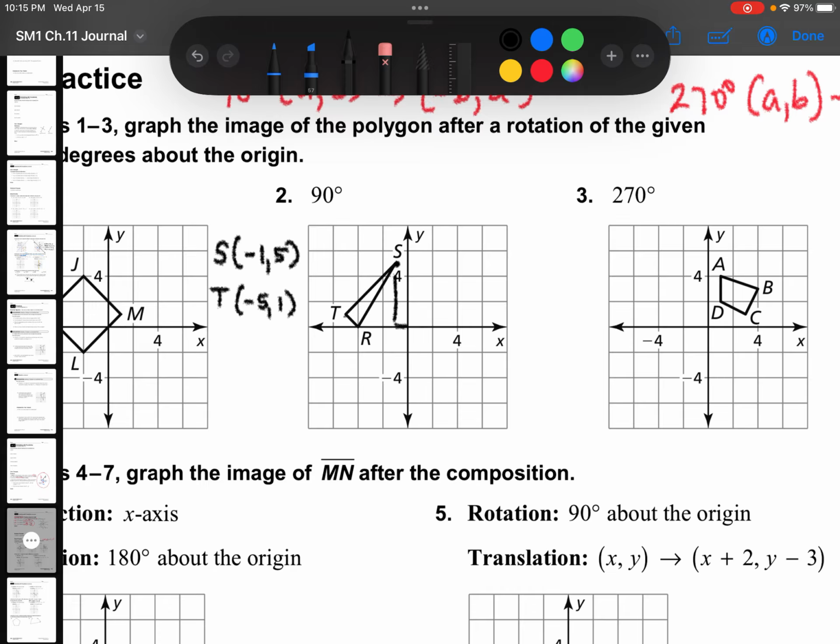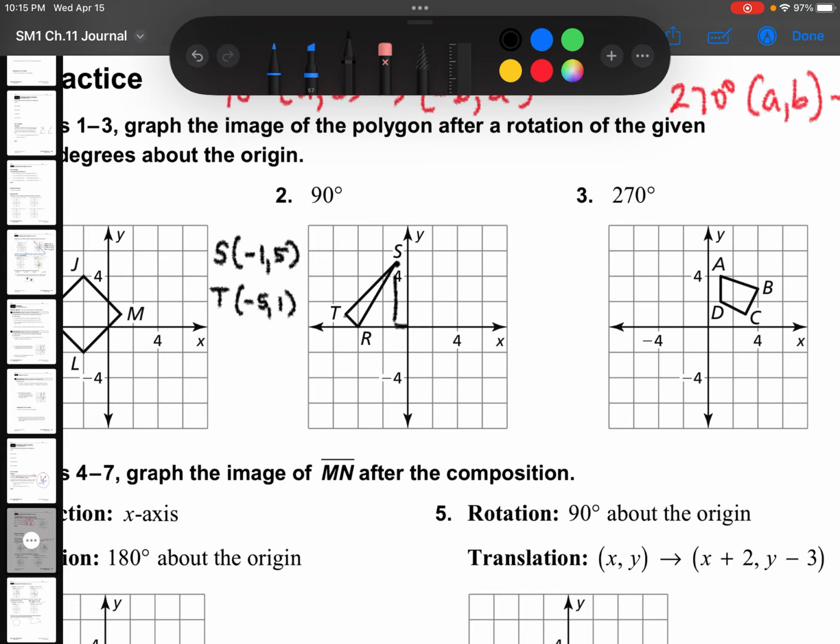This is S prime, (-5, -1). Okay, and so we go with the rest. T prime. Originally it's (-5, 1). When you switch them, -5 remains the same, but in the second place, and 1 is switched to -1. Now R prime, you see that we have (-4, 0). We're going to swap them to (0, -4).